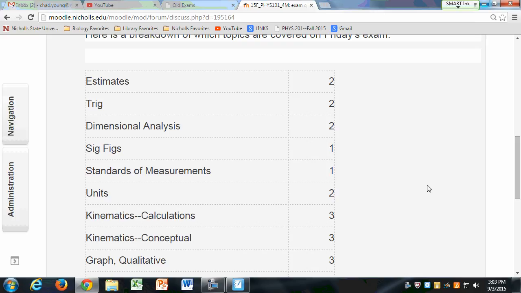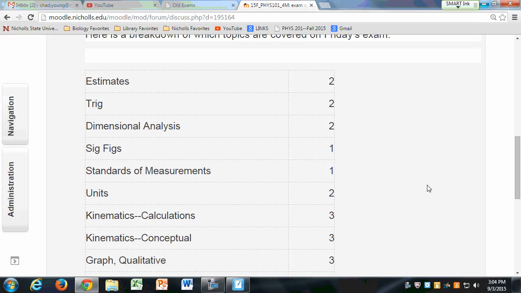Sig figs, I'll give you some expression, ask you what is the answer with the appropriate number of sig figs. I'll ask you some question about standard of measurement, just one. What is the standard of measurement for blah? All right, just know your standard of measurement. Units, conversion of units, you have to convert units. One of those will be a powers. Probably one of them will be from like a metric system to a British system or vice versa. I'll give you the unit conversions for the British system. You don't need to know how many meters in a mile, but you probably know that anyway, right? 1609, right.